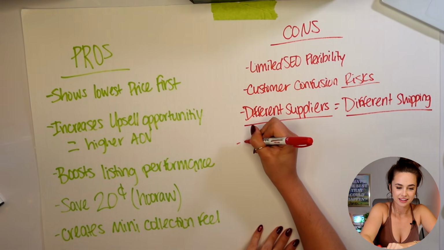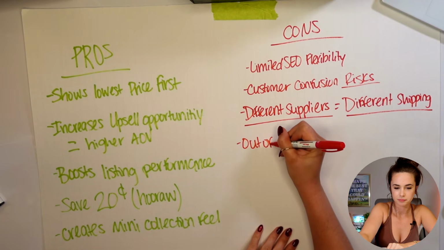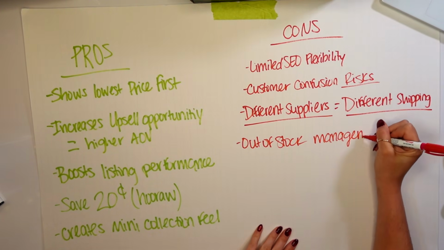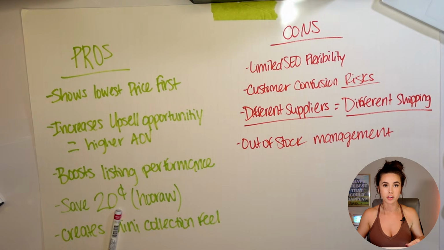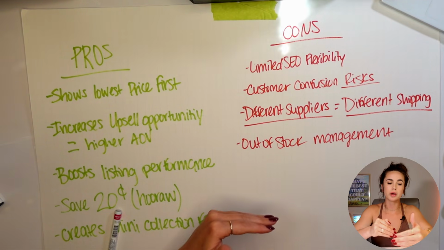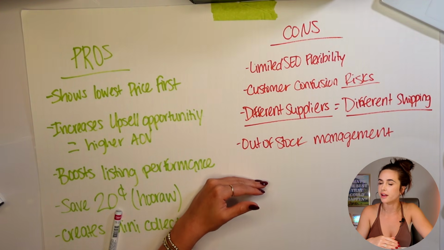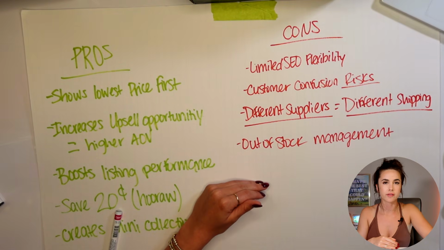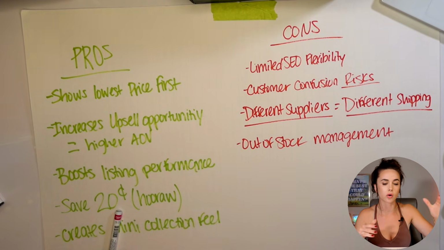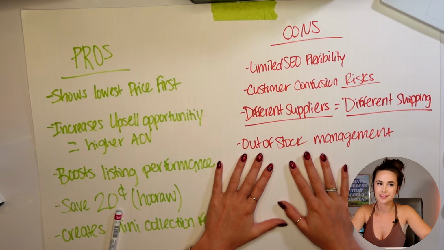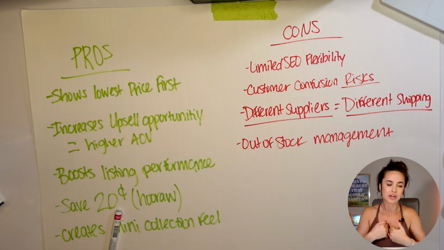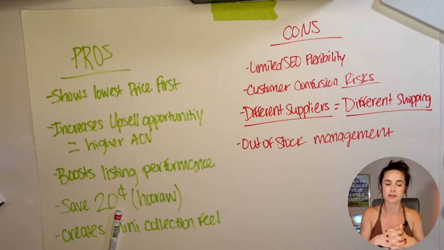And then last but not least, you definitely need to stay on top of the availability for these products, because when you do a multi-variant listing, Printify does not automatically update whenever a certain product goes out of stock. So definitely stay on top of that, because it would be very bad if a customer purchases it and then they don't get it. That will fall on you. So definitely make sure to stay on top of that.